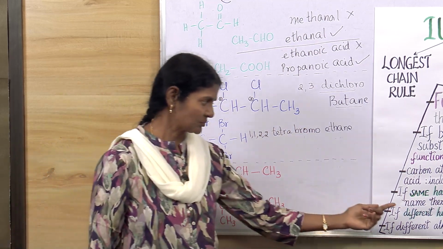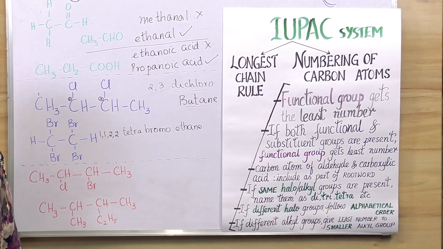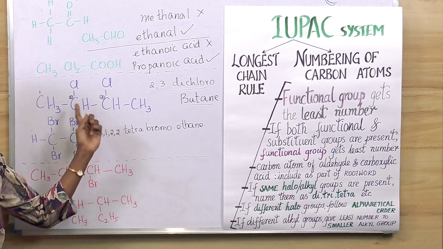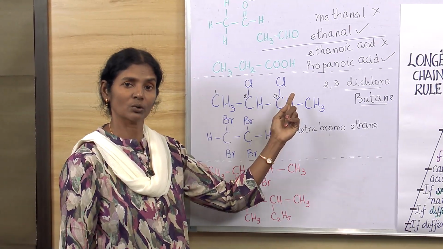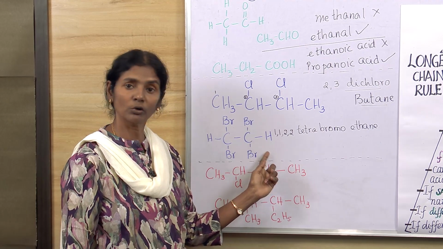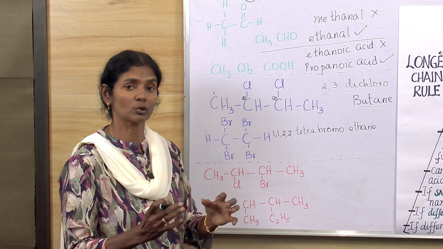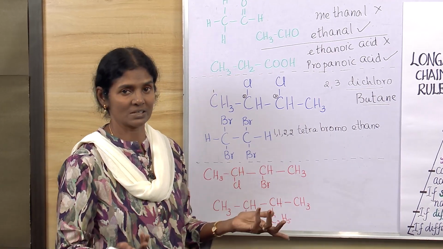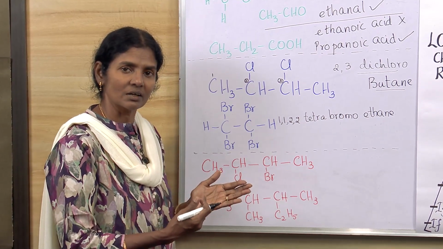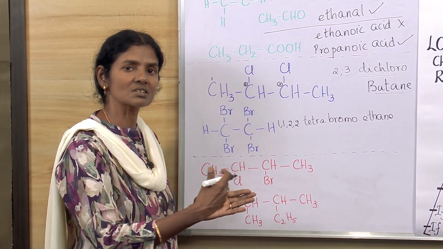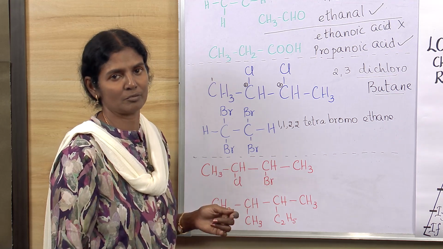Now the next one. If there are different halo groups, that is also possible. What we saw here is the same halo groups. See, in this compound you have only chloro group. In this compound you have only bromo group. But what if there is a mixture of chloro and bromo, chloro and iodo? That's also possible. In that case, we slightly change it. We have to arrange it in alphabetical order. The least number goes to the first in the alphabetical order.